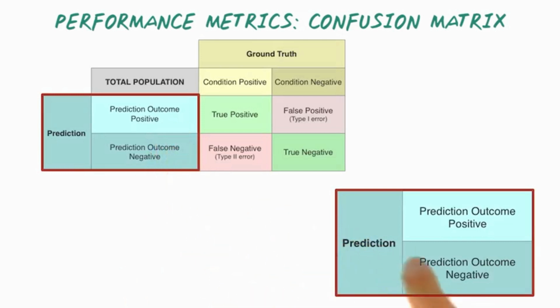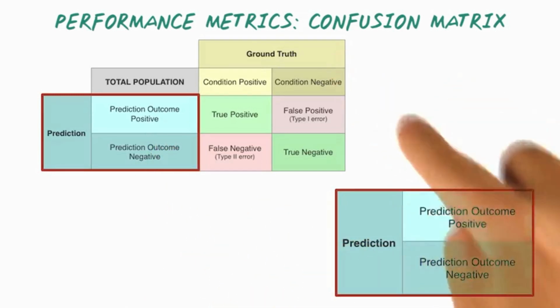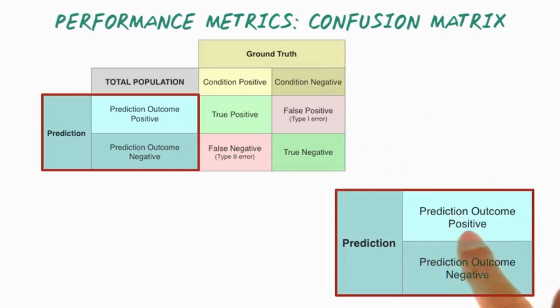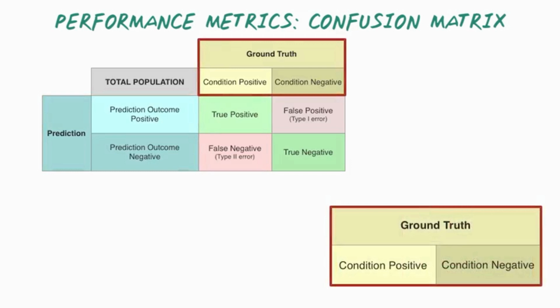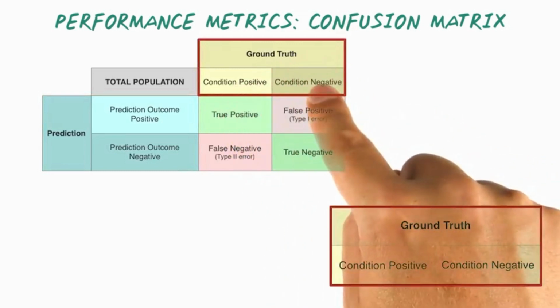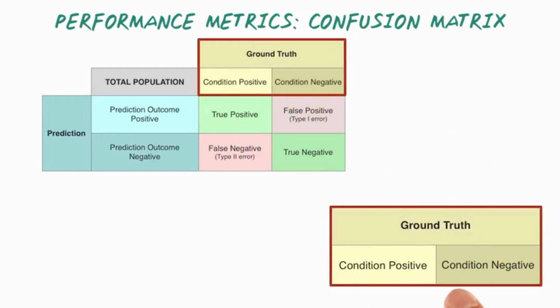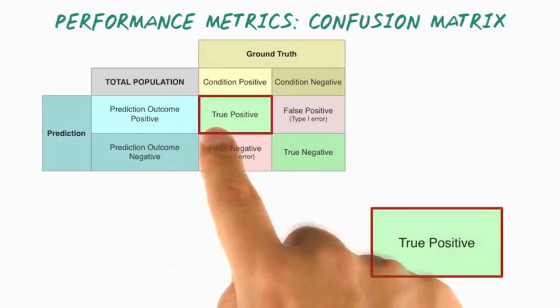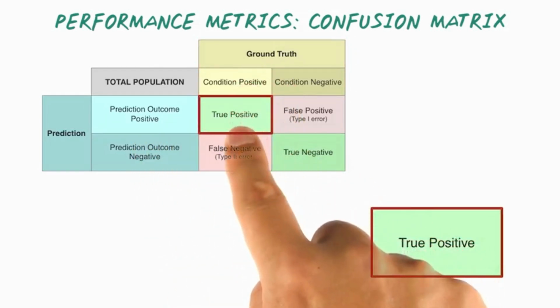So, the output of a binary predictive model can be either positive or negative. Here, you can see a zoomed-in version of this. To differentiate from the ground truth value, we call this prediction outcome positive and prediction outcome negative. Similarly, the ground truth value can be either positive or negative. Again, to differentiate from the prediction value, we call this condition positive and condition negative.